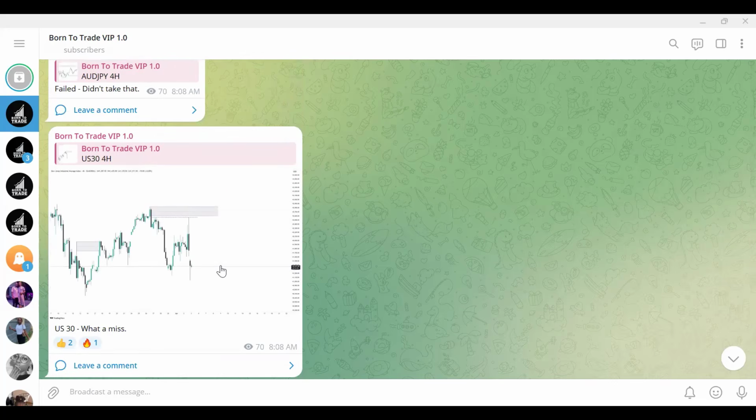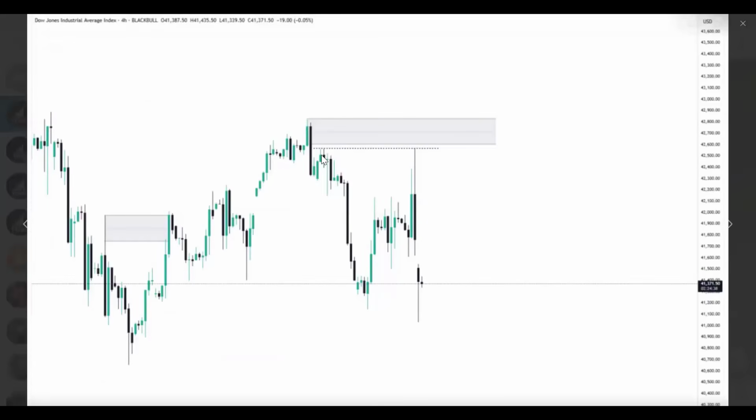Okay, this one is US30, price mitigates the entry right here. And if you take a look at this particular trade opportunity, you're going to see it looks very similar to the AUDUSD setup, which I just explained. A QML level right here. This is an order block, liquidity inducement area. The only thing is that price missed our entry right here.